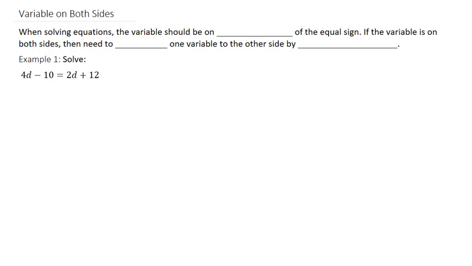Variable on both sides. When solving equations, the variable should be on one side of the equal sign. If the variable is on both sides, then we need to move one variable to the other side by adding or subtracting.